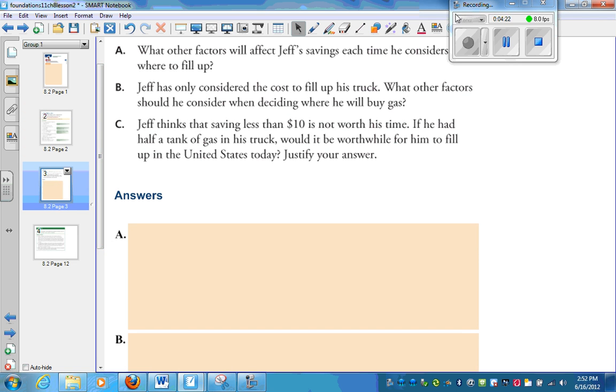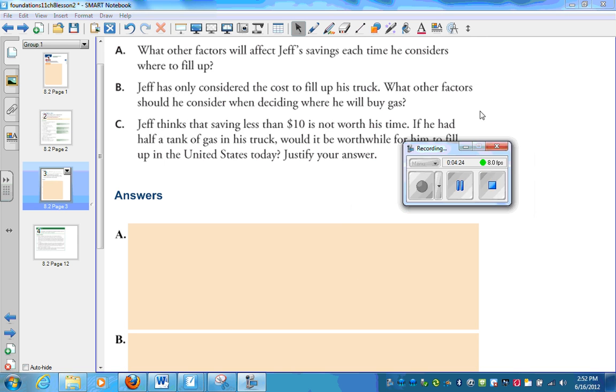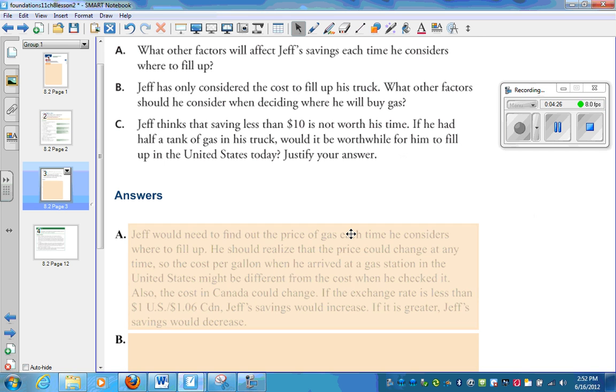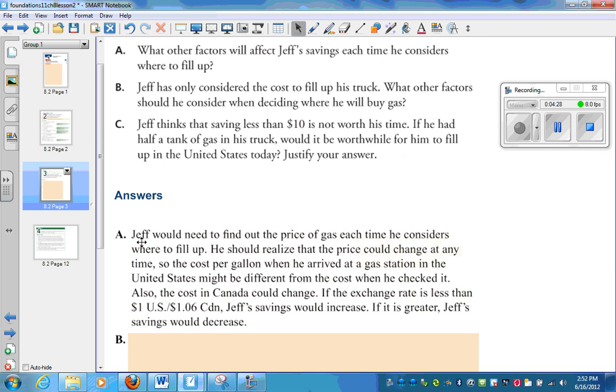What other factors will affect Jeff's saving each time he considers to fill up? He would need to find the price of gas each time he considers. He should realize that the price could change at any time, so the cost per gallon when he arrived might be different when he checked it. Also, the cost in Canada could change. If the exchange rate was greater or less than that, his savings would increase. If it was greater, it would decrease.